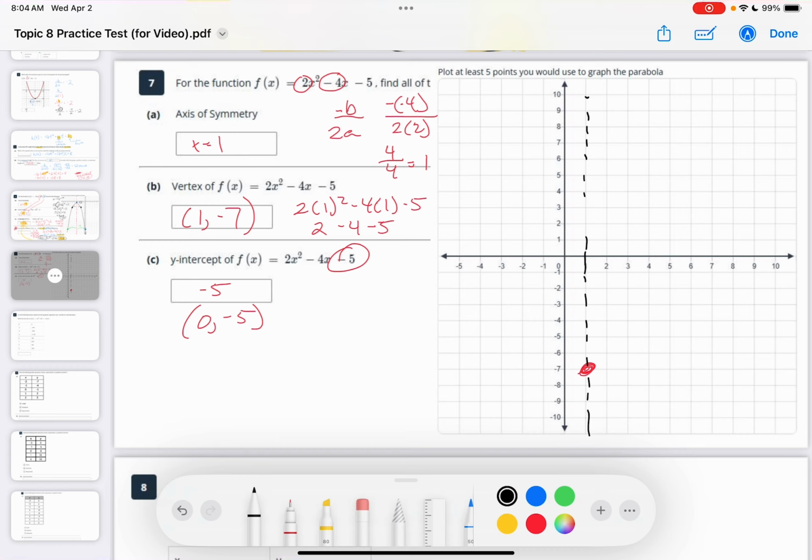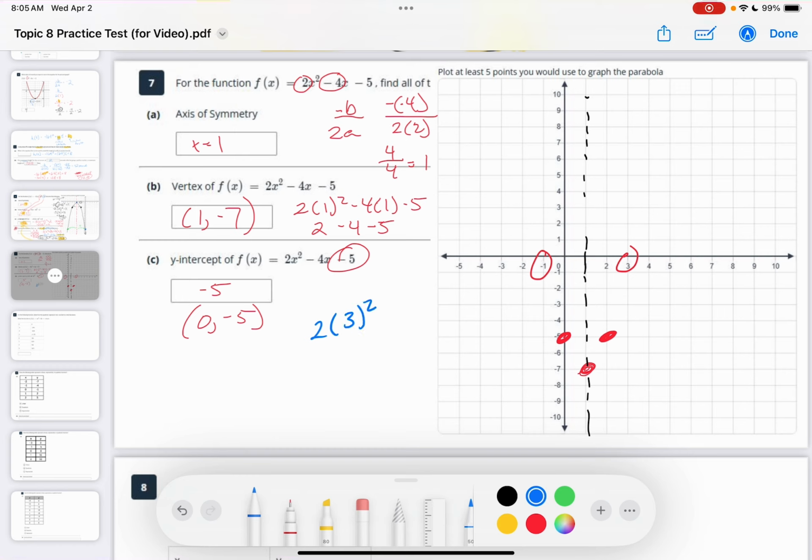We know the y-intercept is negative 5. And I can use symmetry to put one more point in there. And now we just need one more point. We could use negative 1 or 3. We'd get the same results, whichever one you're more comfortable using. If we go back to the equation, I'm going to use 3.